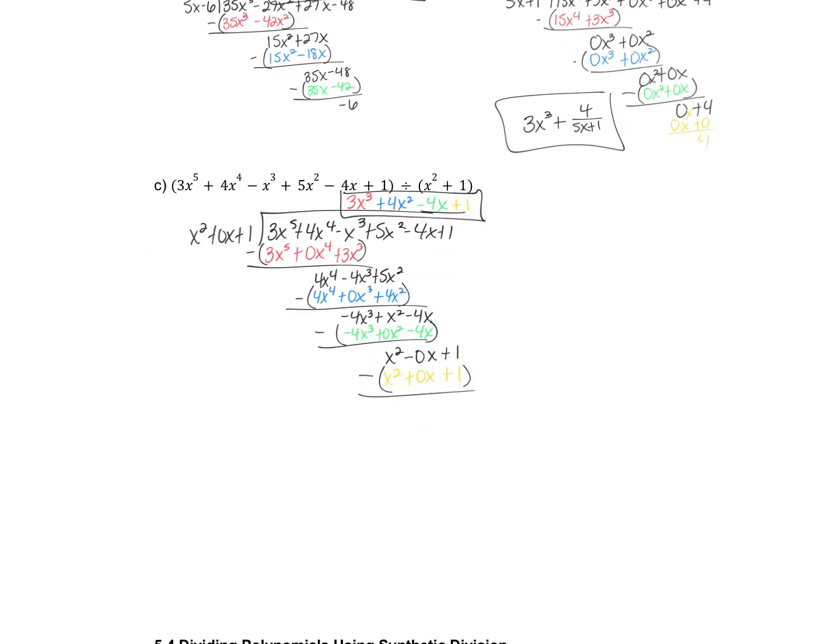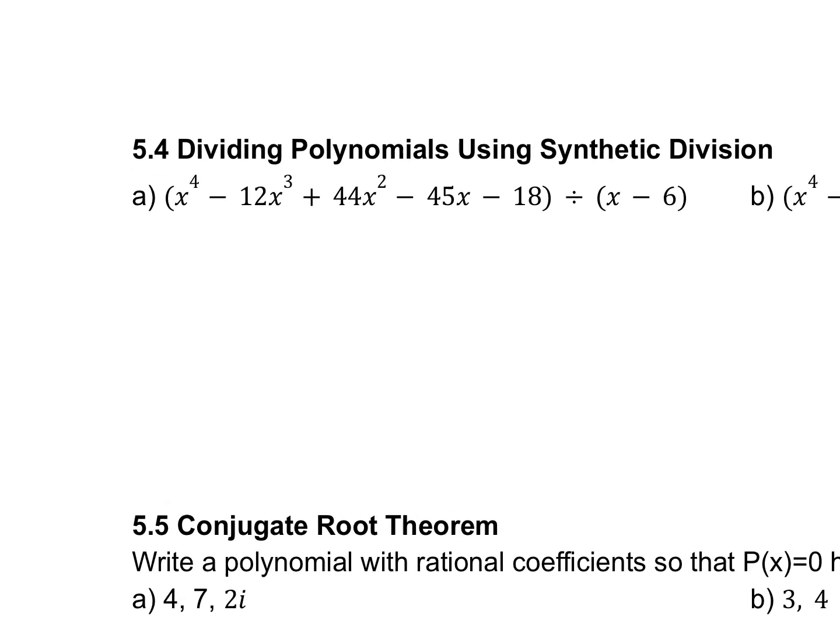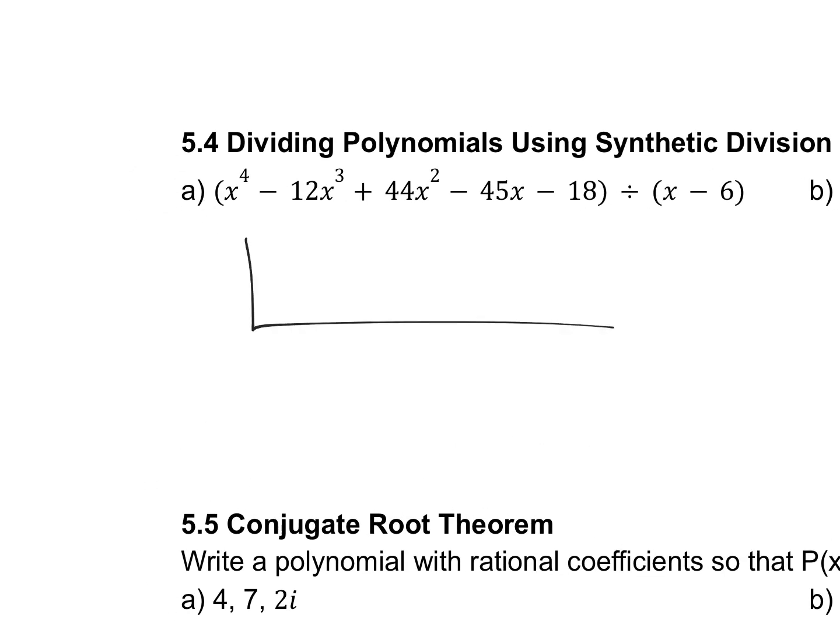All right, now next thing. So synthetic division, way easier than long division. But there are times you just have to do long division. It is what it is. Okay, so let's do this one. This is where you take off all the x's and just put the coefficients. This one looks like it has no skips. That's nice. So 1, negative 12, 44, negative 45, negative 18.